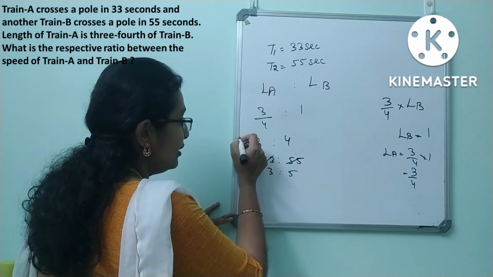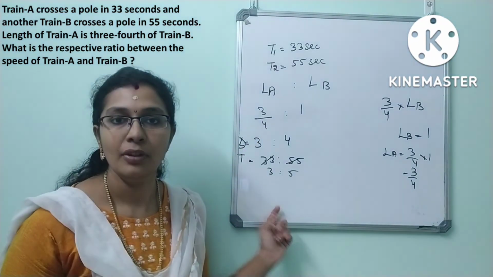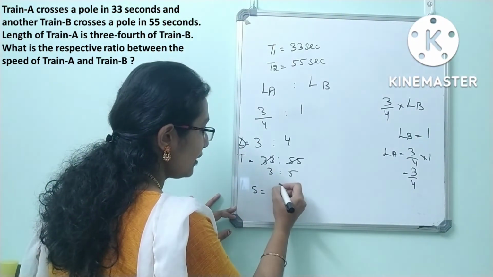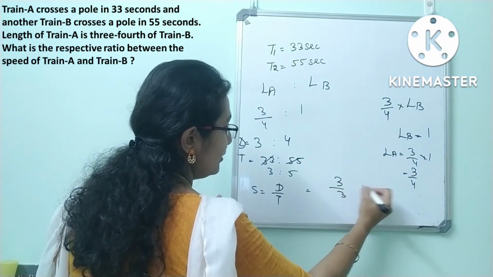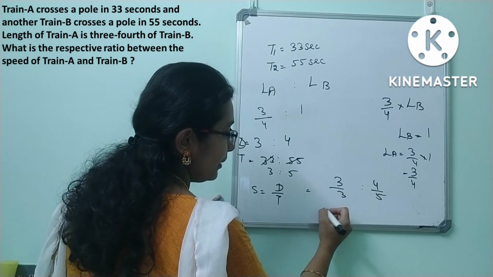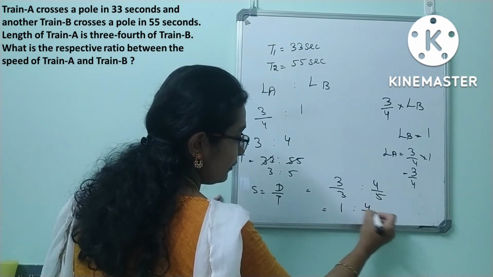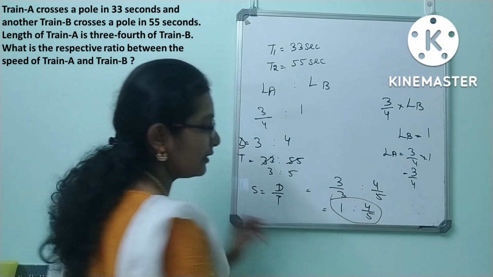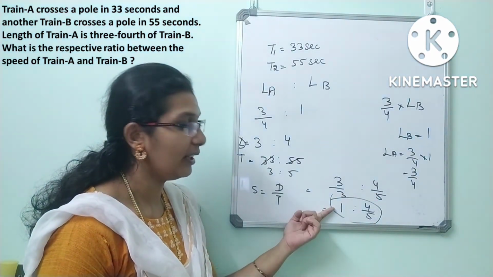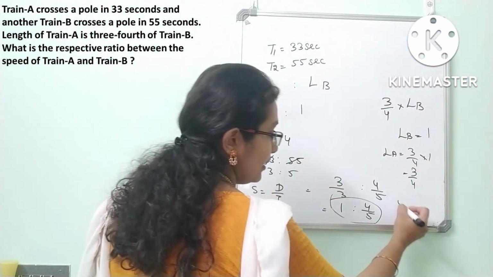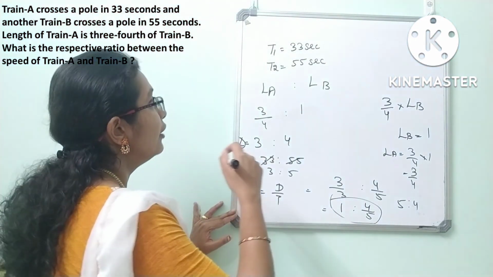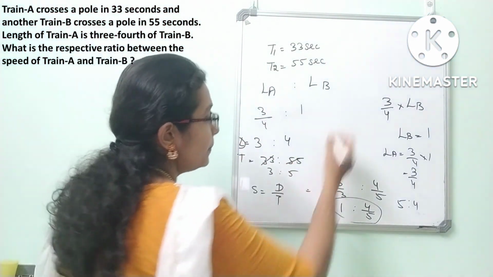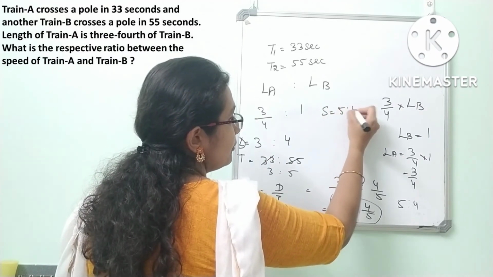Correct? So the distance ratio and time ratio you know. Speed is equal to distance by time. So 3/3 is to 4/5. 3/3 is 1:4/5. So in order to bring it as a proper ratio, just take this denominator and multiply it here. So you get it as 5:4 ratio. So your speed ratio is 5:4.